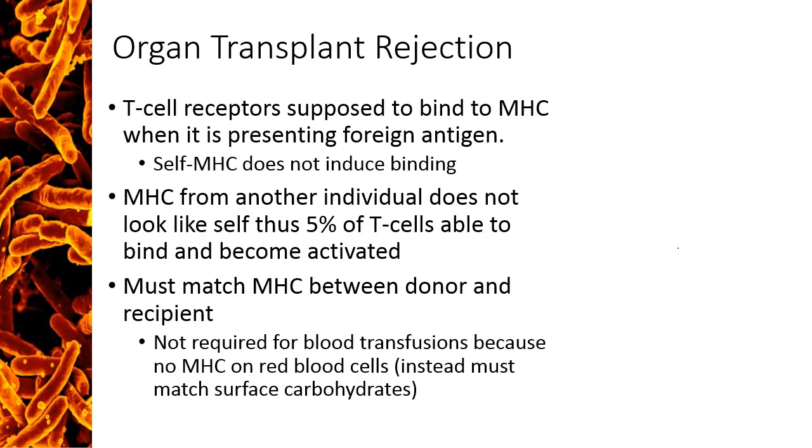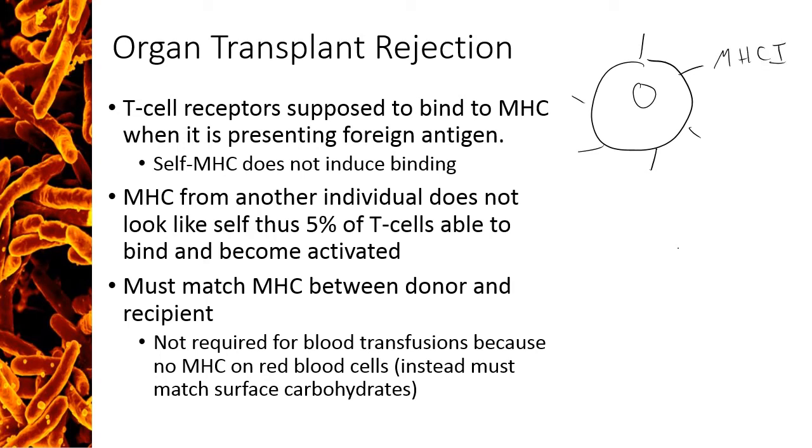The last thing we're going to look at where the immune system is doing something you don't really want it to is organ transplant rejection. So if you have a donor that's going to be donating an organ to someone else, you have to make sure that those donor and recipient organs have similar MHC molecules. Remember, the T cell receptors are supposed to bind to MHC if it's presenting foreign antigen. If it's presenting self-antigen, this doesn't induce binding. And as a refresher, remember all of your nucleated body cells have MHC1 on the surface. So here's your MHC1 molecules.